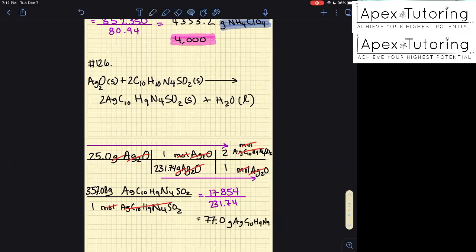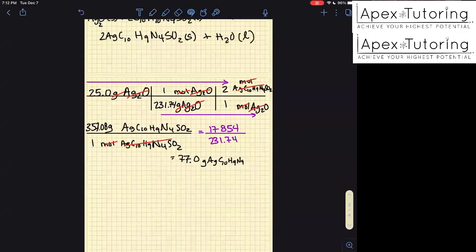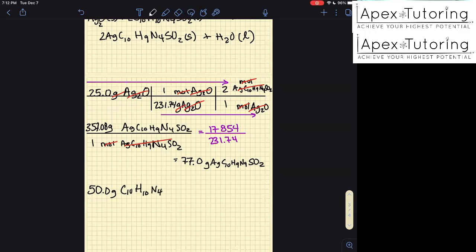Okay, so that's like if we were basing it off of our flour. Now we have to do it basing it off of our butter or whatever that other ingredient is. So they gave us 50.0 grams of C10H10N4SO2. Okay, so you tell me, what should we do?